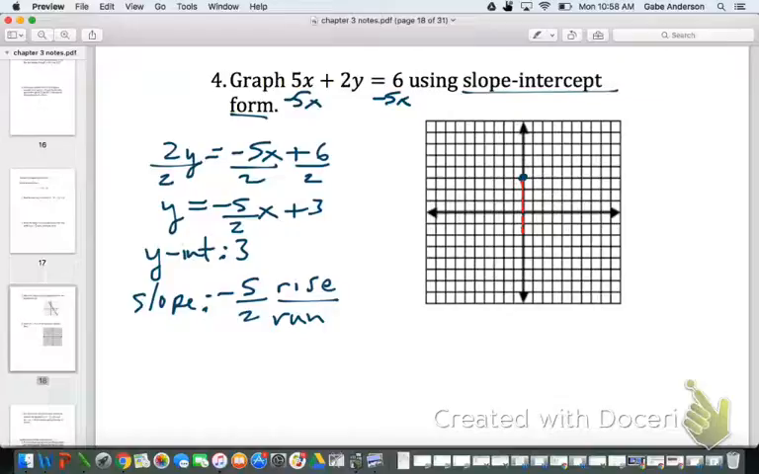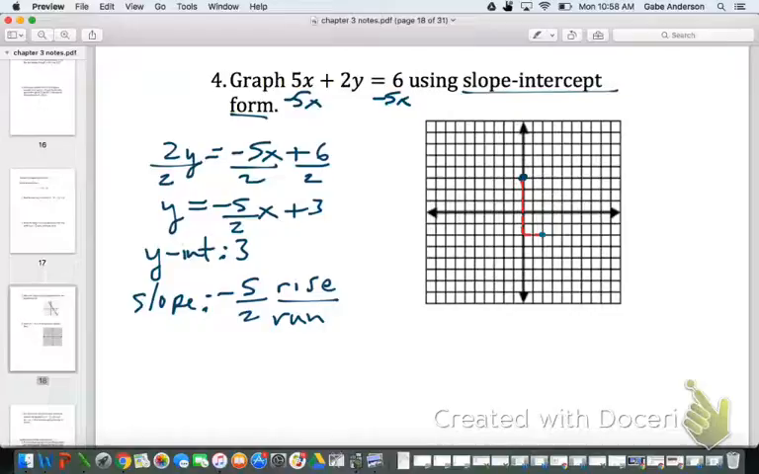Do you see I'm putting a little dotted line in there? And then I'm going to run 2. So that would be right 2. So down 5, right 2. So 1, 2. It's a little slope triangle. I want to actually see that written on your page. What I can do at this point now is put another point at the end of the slope triangle right there.